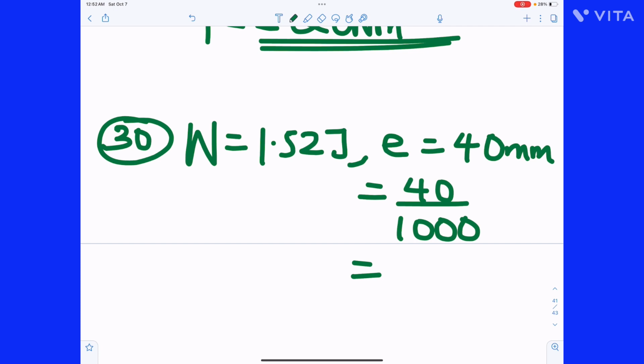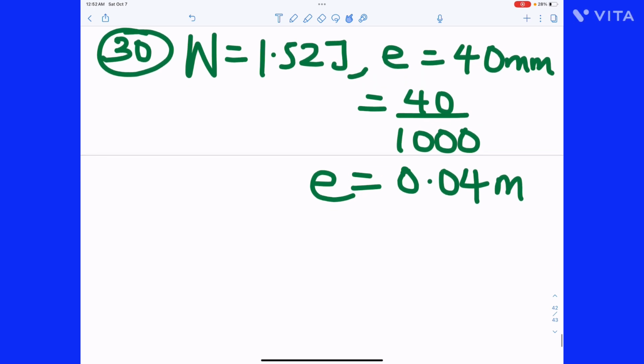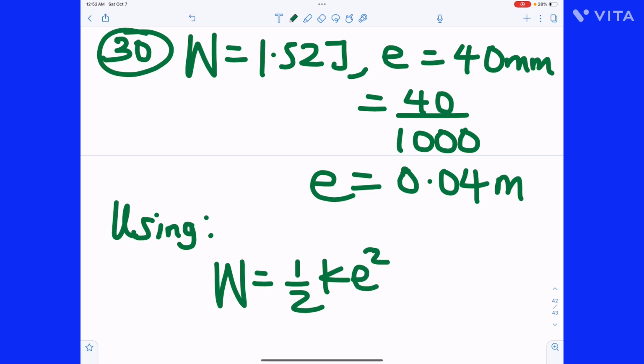So let's first of all change millimeters to the SI unit. That will give us what? 0.04 meters. So the extension produced when the work of 1.52 joules is done on an elastic spring is 0.04 meters. So using what? Using work done is half ke squared.